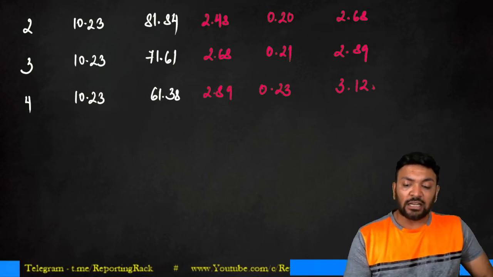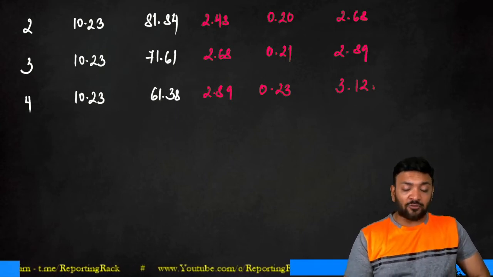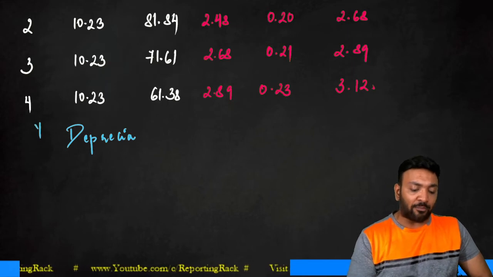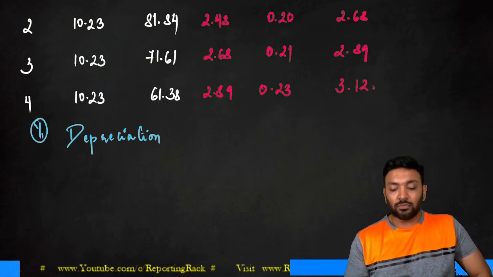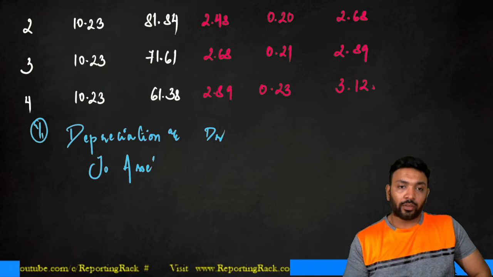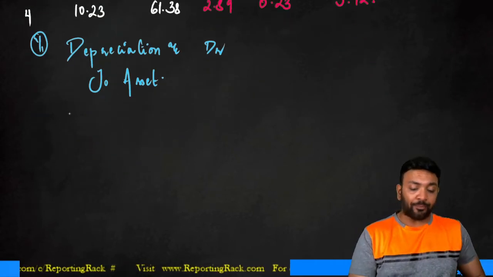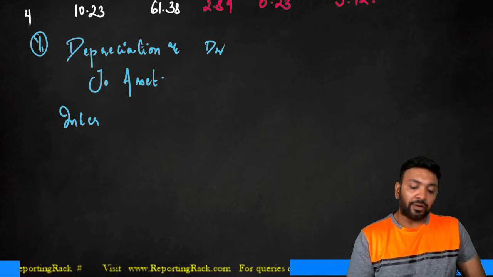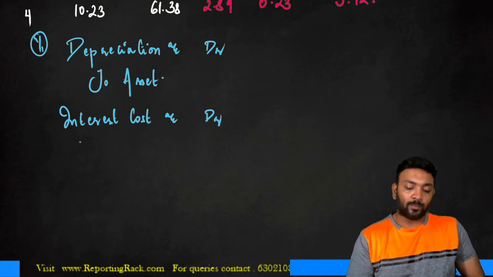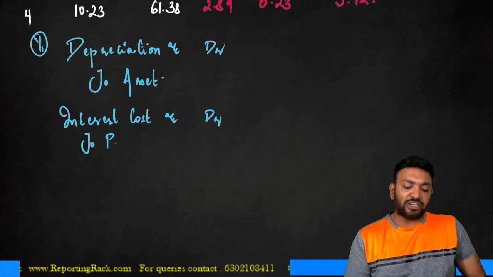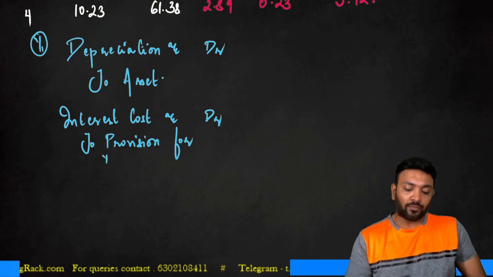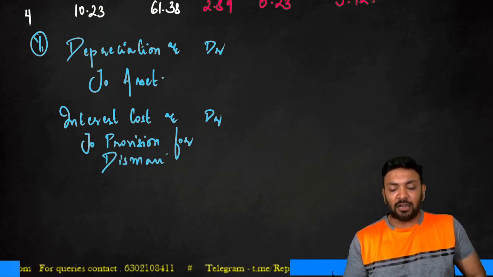identifying this cost. So what are the two entries which I have to pass here? Every year, if you ask me to write the entry, I'll record it like this. Depreciation account debit in year one, if I'm talking about, depreciation account debit to asset. I'll also record one more entry. Interest cost, which is notional, to provision for dismantling, which is the liability which I created.